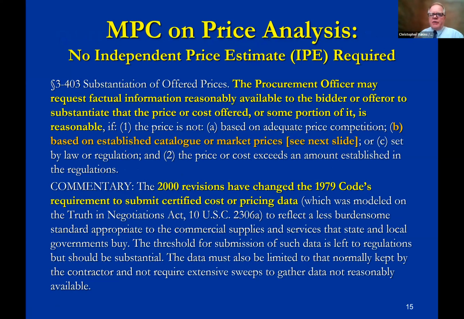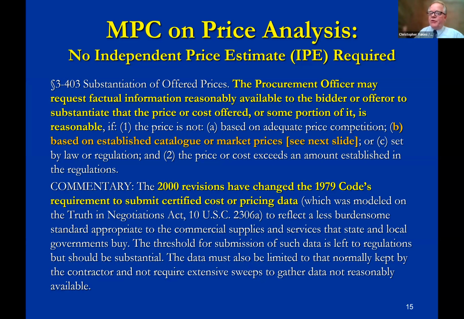So what's interesting, I just want to include this to talk a little about the MPC. The MPC allows the contracting official, the grantee contracting official, to reach out and ask for factual information that would be used to build an independent price estimate, but there's no requirement in the 2000 version of the MPC to actually do that independent price estimate. What's also interesting is that the commentary to the 2000 version looks backwards to '79 and says, we've taken a different approach, that historically we required, in essence, states to do an analysis analogous to cost or pricing analysis under TINA, the old Truth in Negotiations Act.